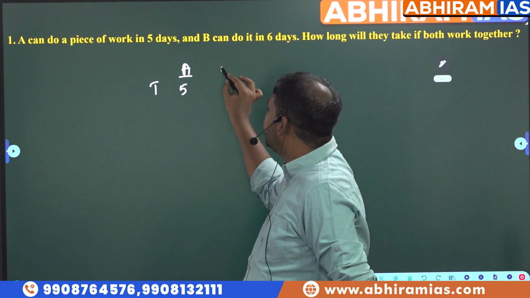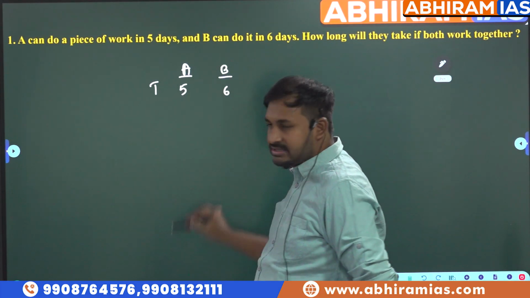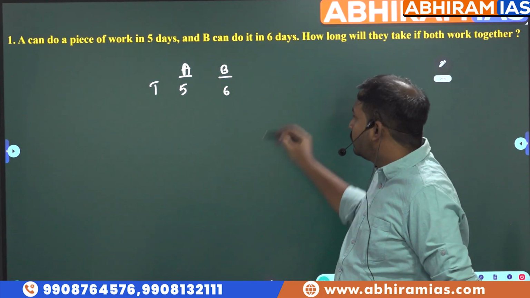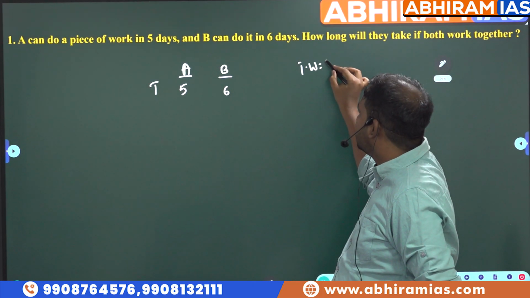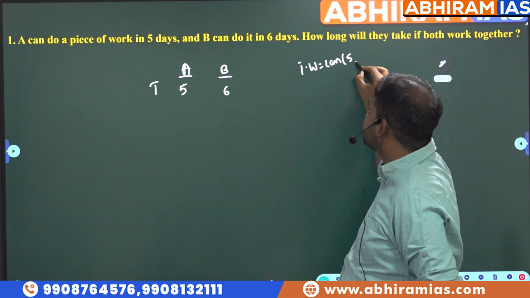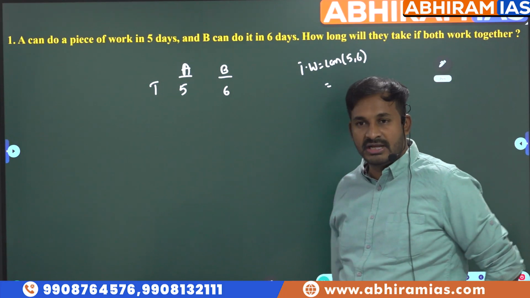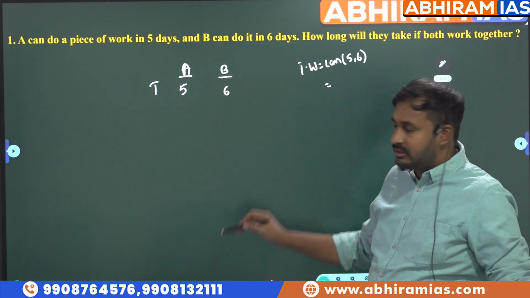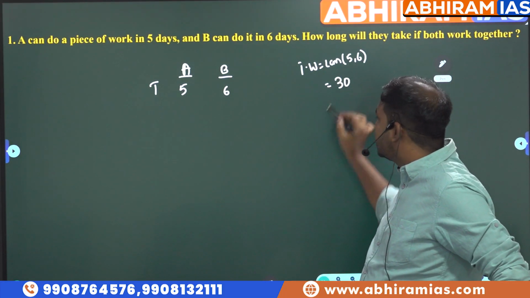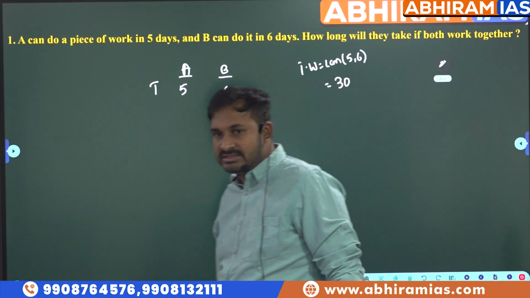5 days. B takes what time to finish the job? 6 days. Okay. Now total work means what? LCM of 5 and 6. Anyway, 5 and 6 are co-primes, so their LCM will become their product. So total work is 5 times 6, which is 30. Total work here is 30.